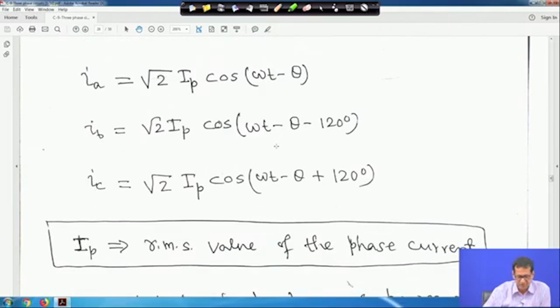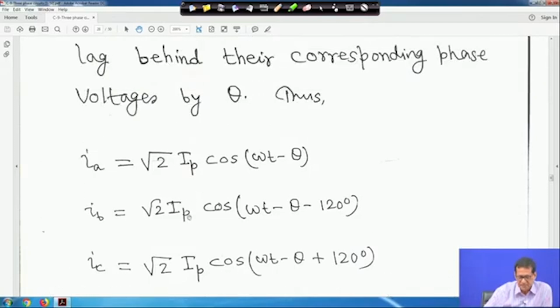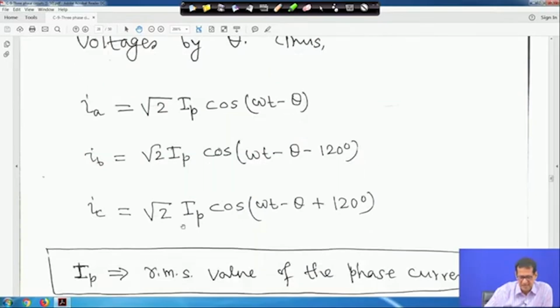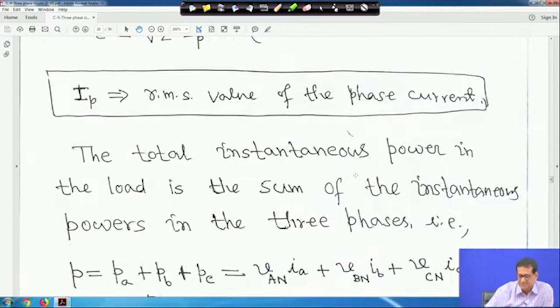Ip is the RMS value of the phase current. Ib is equal to root 2 Ip cos omega t minus theta minus 120 degree, because of the shift by 120 degree, and Ic will be root 2 Ip cos omega t minus theta plus 120 degree. For voltages it was cos omega t minus 120 degree and omega t plus 120 degree, because the current lags by an angle theta, so minus theta is introduced here. This is understandable.